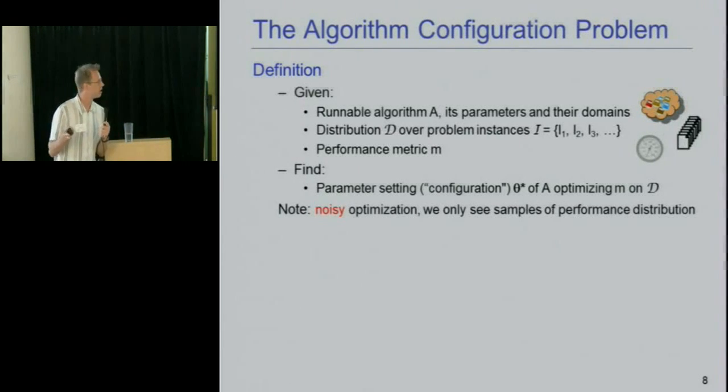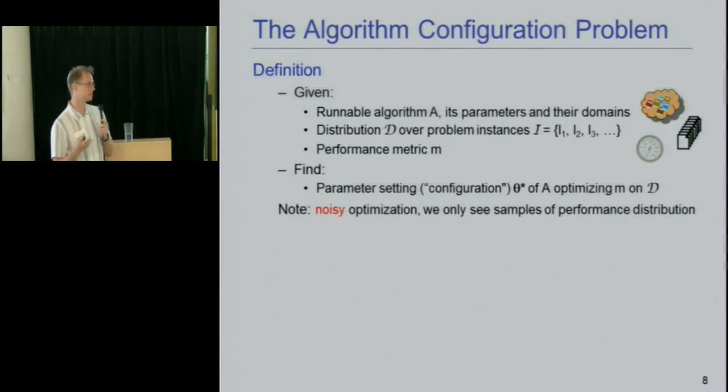Note that this is not just a black box optimization problem, but a noisy optimization problem, because we can only run the algorithm. The algorithm itself might be randomized, so the performance metric of running the algorithm twice will be different with different random seeds, and we only get samples from this instance distribution.